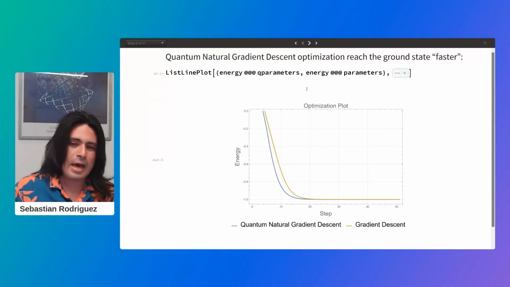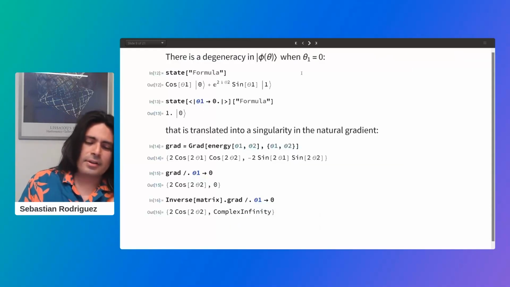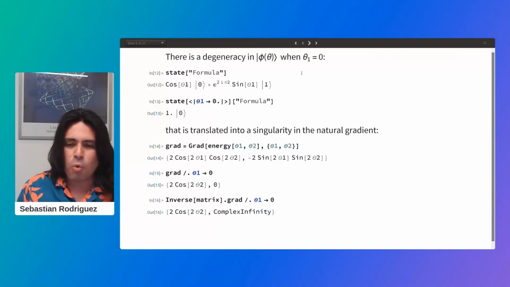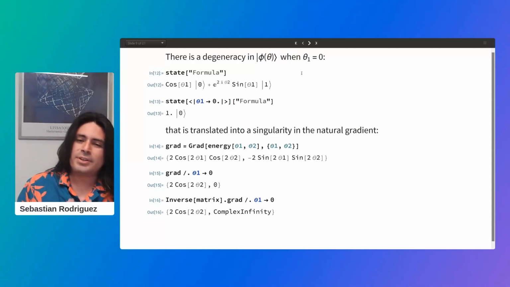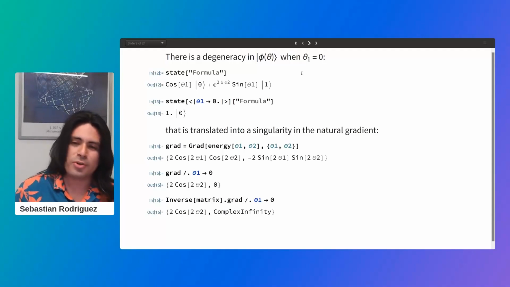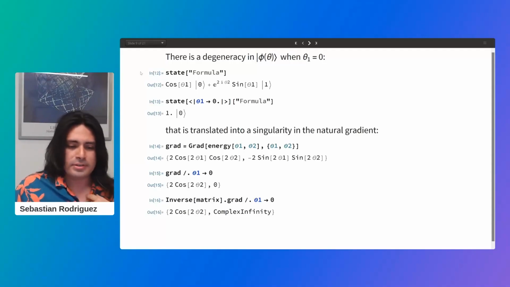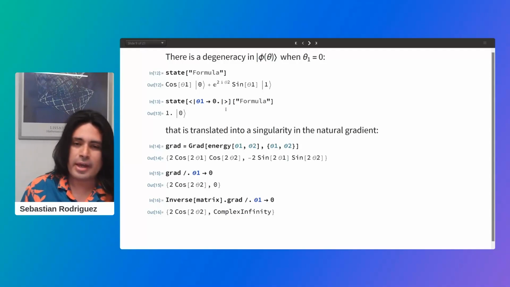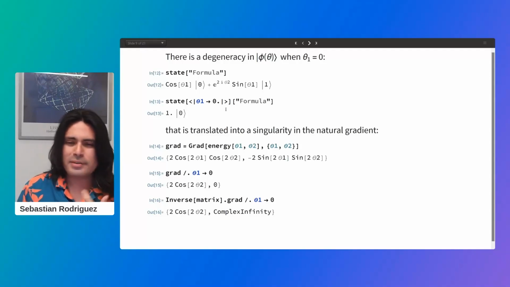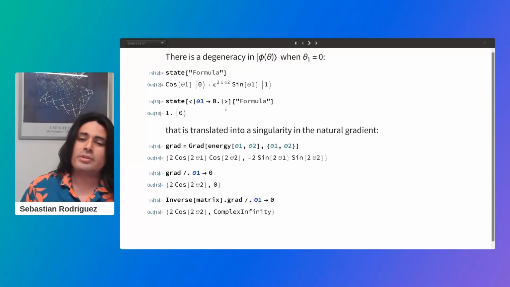But why does this happen? So basically, the quantum variational state that we defined has a degeneracy when theta 1 is equal to 0. For example, here there is a formula for this state, and when we replace theta 1 with 0, we find that our state no longer depends on any parameters. So this is later translated into a singularity when we look into the natural gradient.